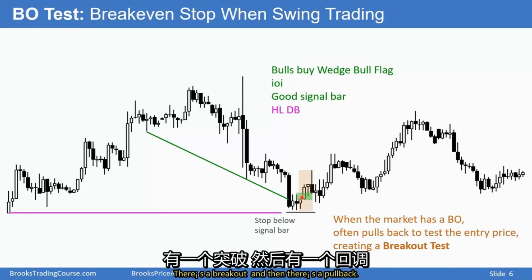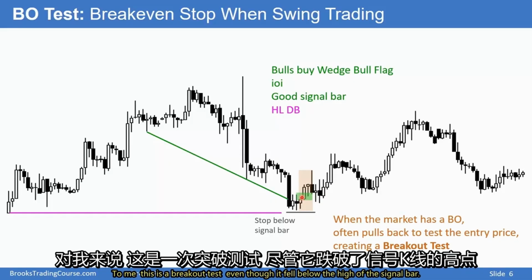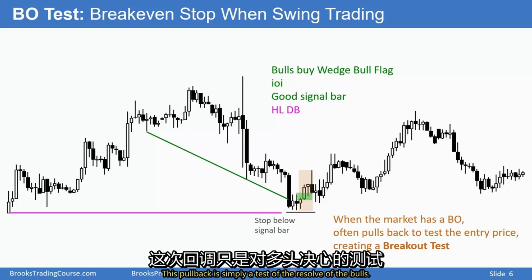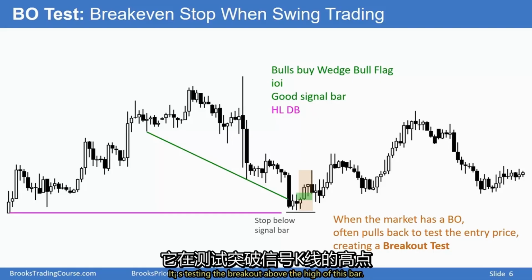There's a breakout, and then there's a pullback. To me, this is a breakout test. Even though it fell below the high of the signal bar, that means it fell below the entry price as well. This pullback is simply a test of the resolve of the bulls. It's testing the breakout above the high of this bar.